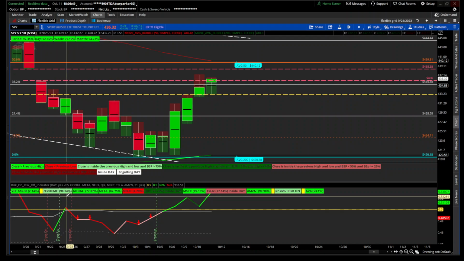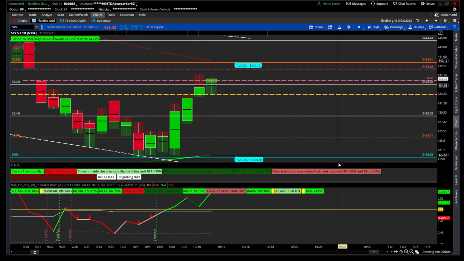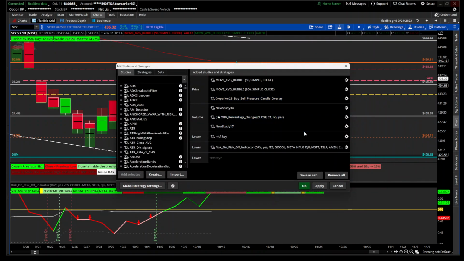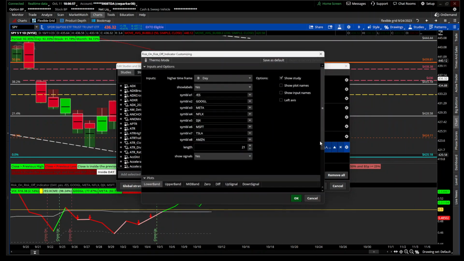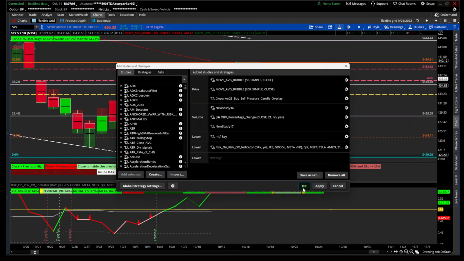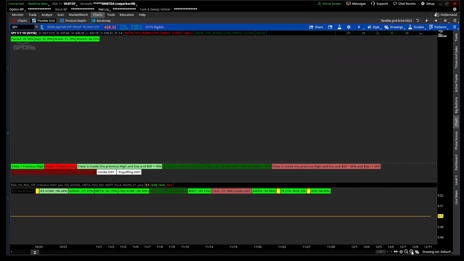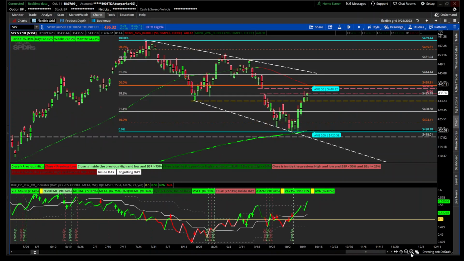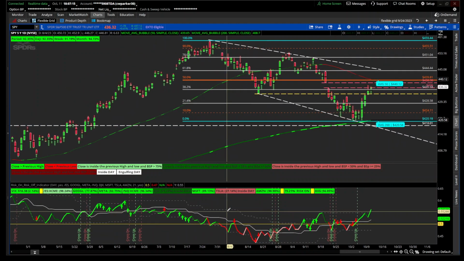Or did it not change? It must not have changed. Give me one moment. Let's see again. There we go. The Dow. I mean the NASDAQ 100. And you can see how this whole entire profile of the indicator has changed.